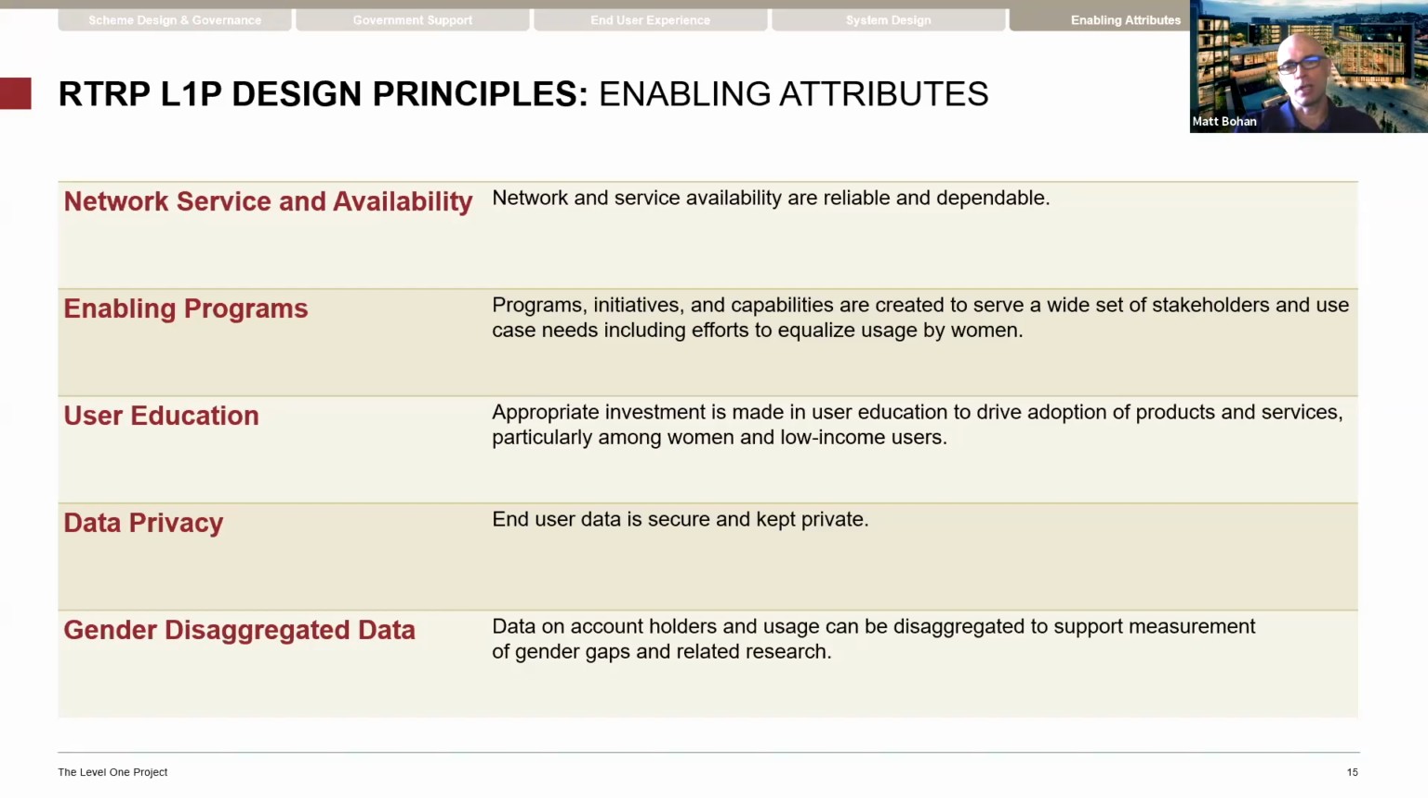End user data should be kept private. It should be disaggregated by gender in a way that both preserves privacy, but allows for measurement and research to help us to really focus on getting to those unmet needs and unserved folks. And that is the level 1 principles in a relatively short amount of time.